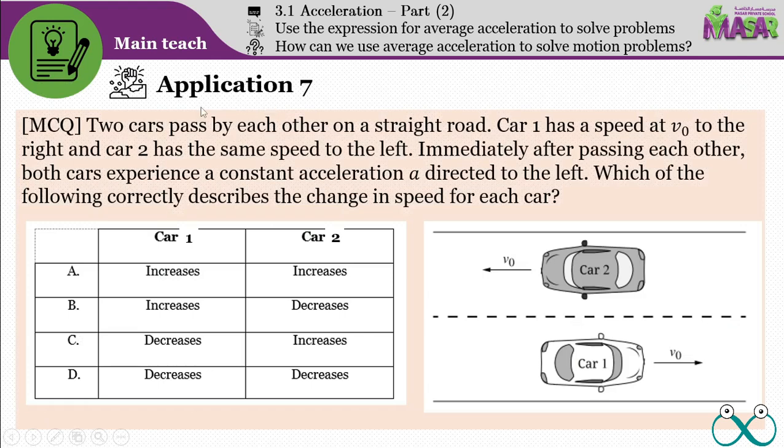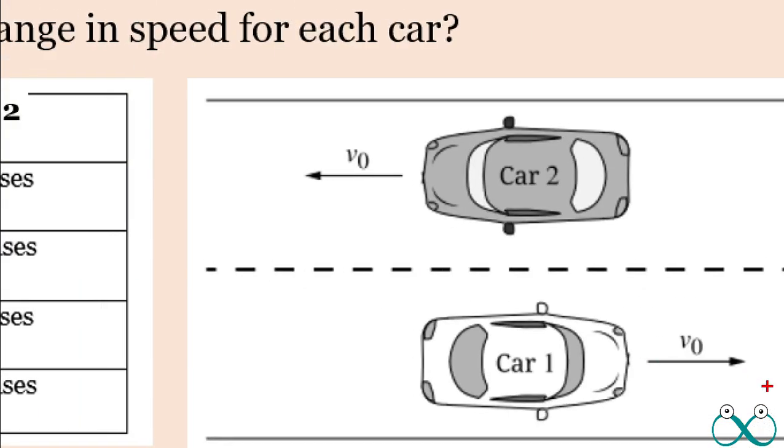Now, the final application for this lesson is application 7. Two cars pass by each other on a straight road, as shown here. We have two cars. Car 1 has speed V0. So this is actually car 1. And also here we have the direction of the velocity, which means we have the direction of motion. So car 1 is moving to the right.